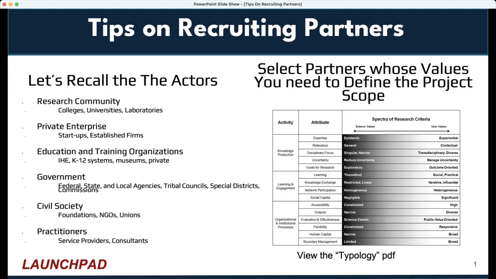So that's the scope of actors, but you have to recognize that you may not need all of them. You have to just select the partners whose values you need to define the project scope.